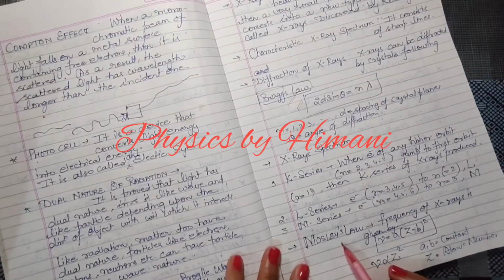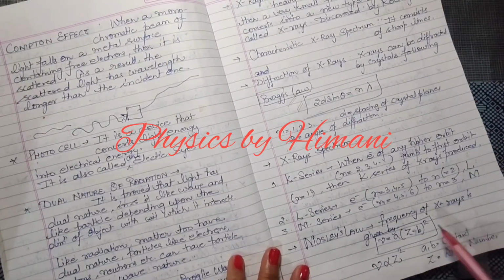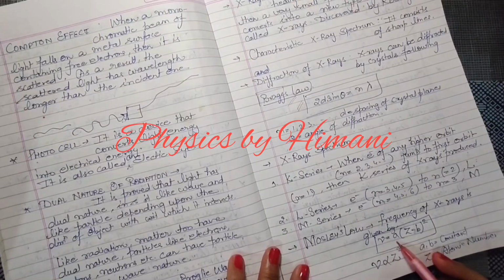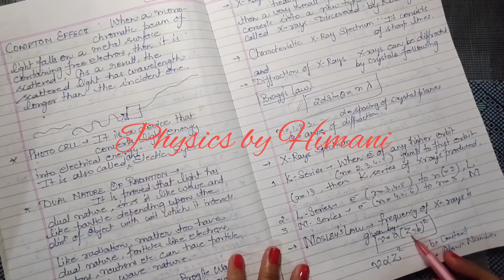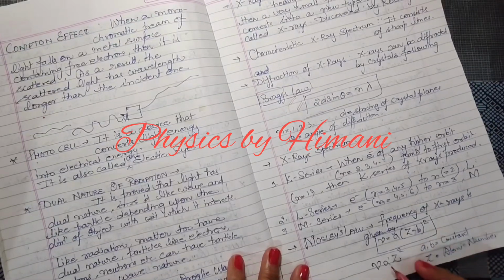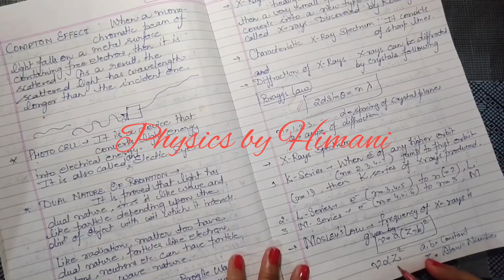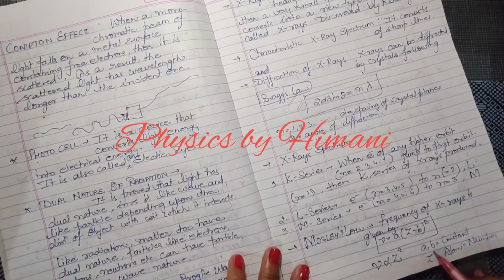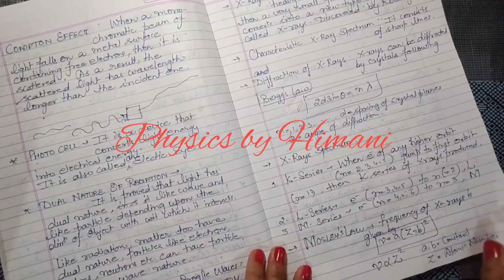Next, Moseley's law. What does this law say? Frequency of X-rays is given by nu is equal to a (z minus b) whole square, or nu is directly proportional to z square, where a and b are constants and z is the atomic number.